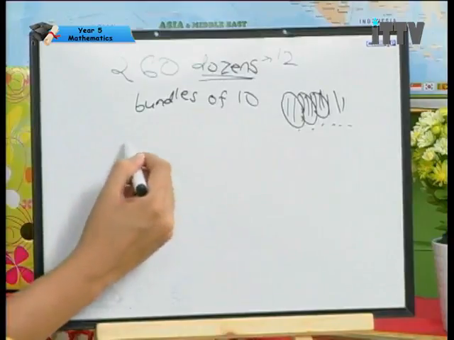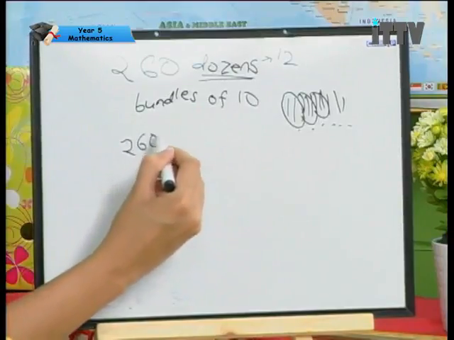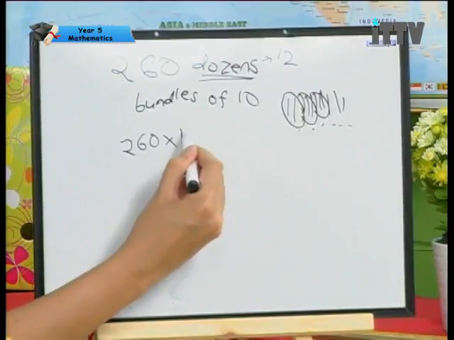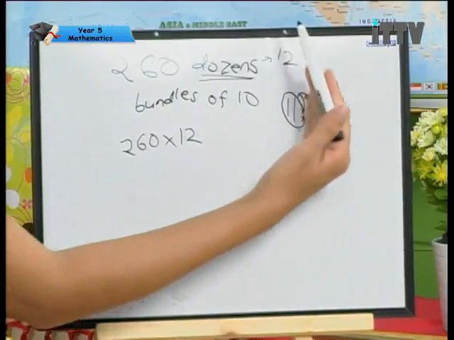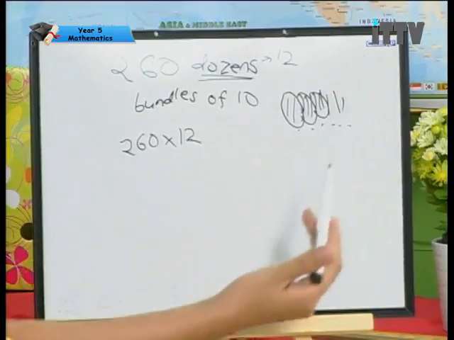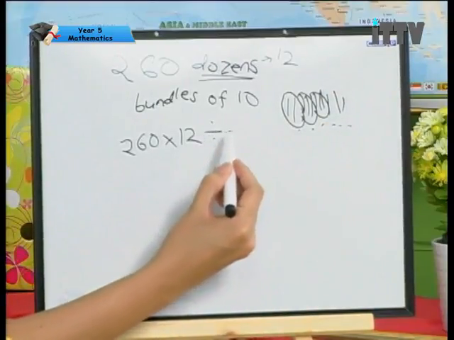260 dozen, that would be 260 times 12. And she packs them into bundles of 10. That means she will group them in tens. So, divided by 10.